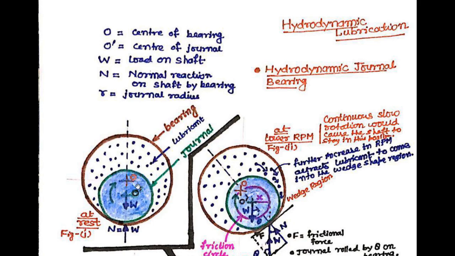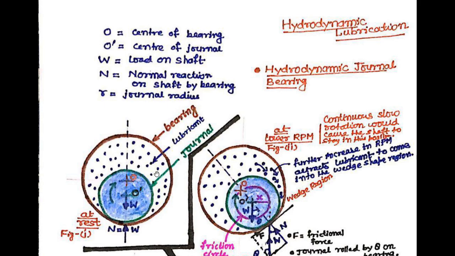In this figure, O is the center of bearing, O dash is the center of journal, W is the radial load acting on the journal or shaft, N is the normal reaction on shaft by the bearing, and the bearing radius is represented by the R, and the journal radius is represented by the r. Now come to this figure.